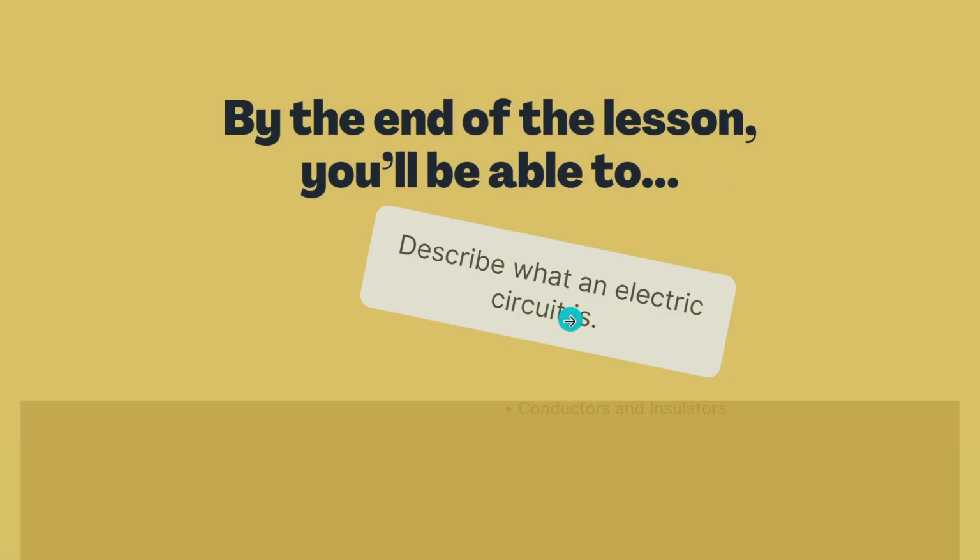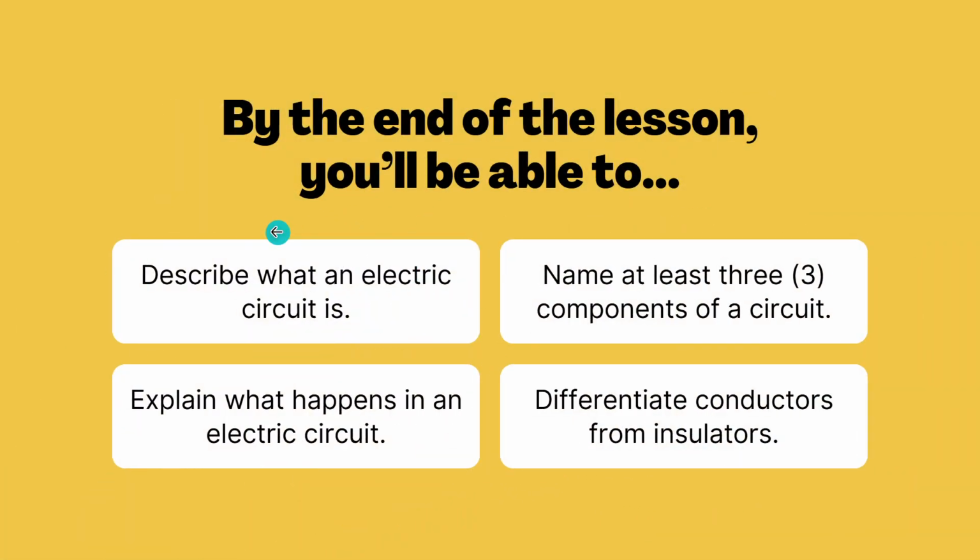By the end of this lesson, you will be able to describe what an electric circuit is, name at least three components of a circuit, explain what happens in an electric circuit, and differentiate between conductors and insulators.